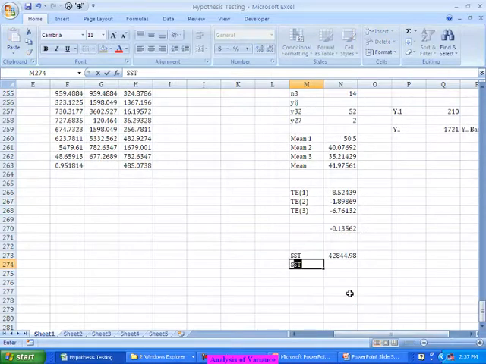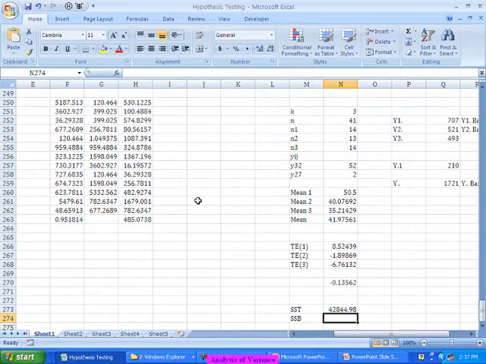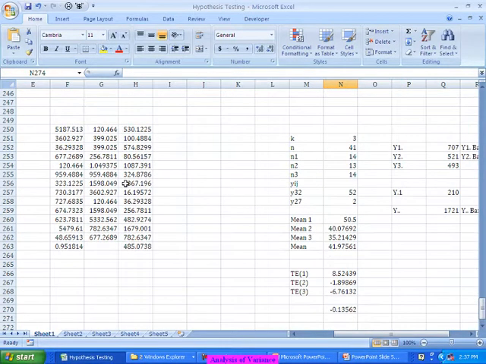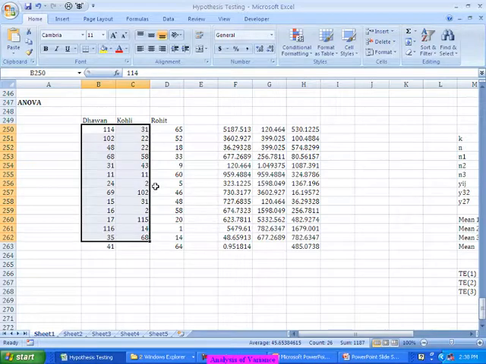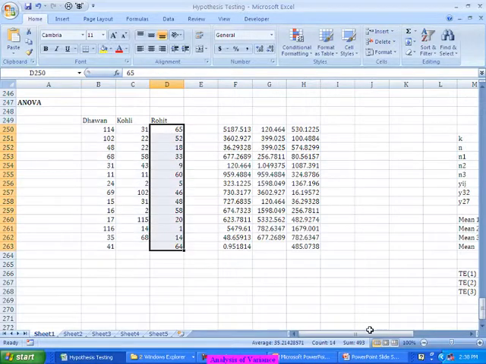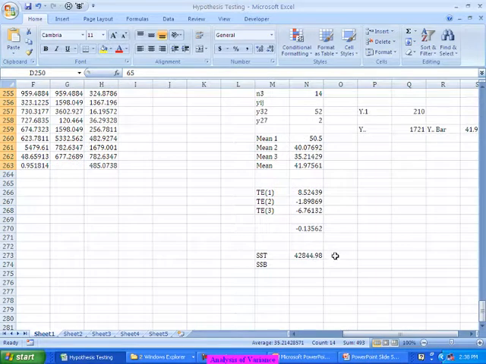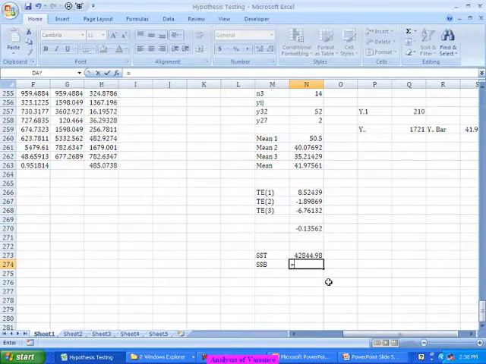How do I arrive at the sum of squares between the observations? I multiply the size of each of the treatments, right? I multiply the size 14 here, 13 here, 14 here, the size of each of the treatments, with the sum of squares corresponding to the overall mean and that particular treatment mean. So how am I looking at it?